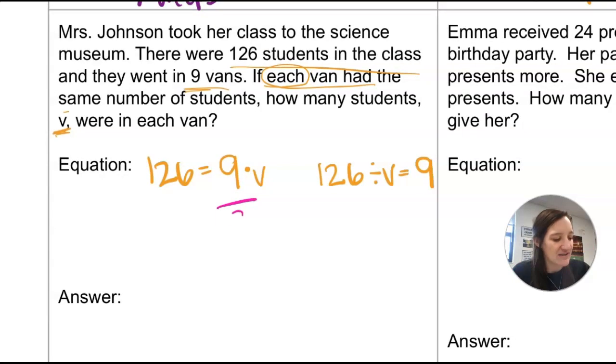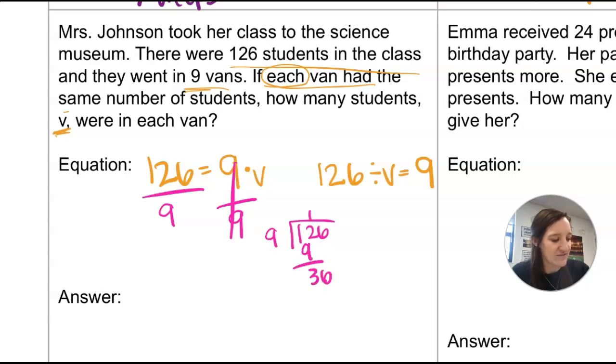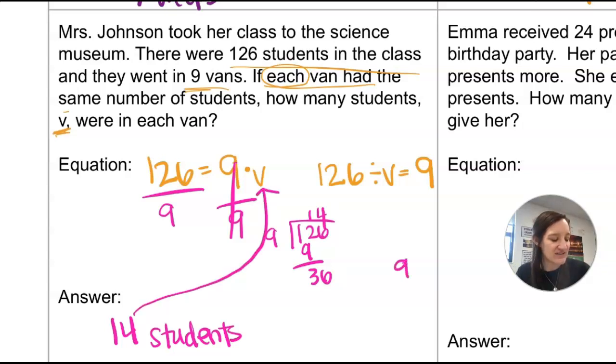I'm going to isolate the V right there and get 14. 14 students in each van. And I could plug in that 14 and go 9 times 14 and get 126. Yeah, so there were 14 students in each van.